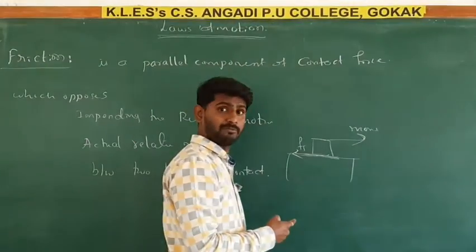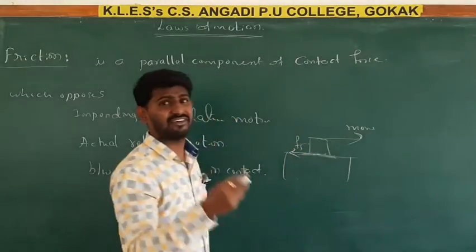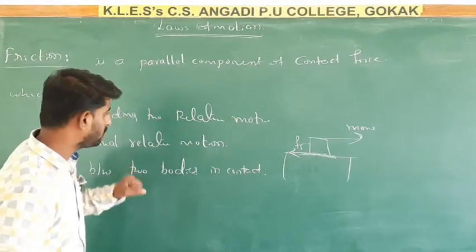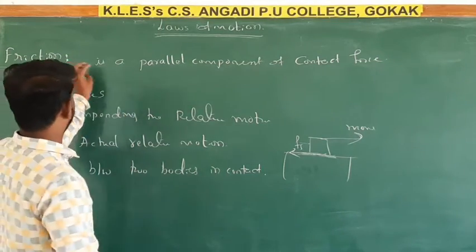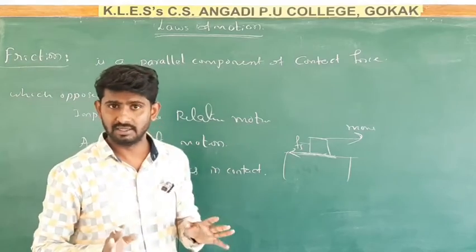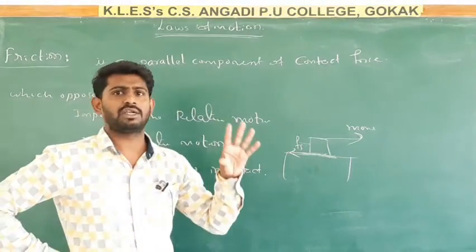Suppose it is not at all moving, it opposes the tendency of motion. So this opposing force is called the frictional force, or simply friction. Is it clear? So what's the frictional force? It is a parallel component of contact force.